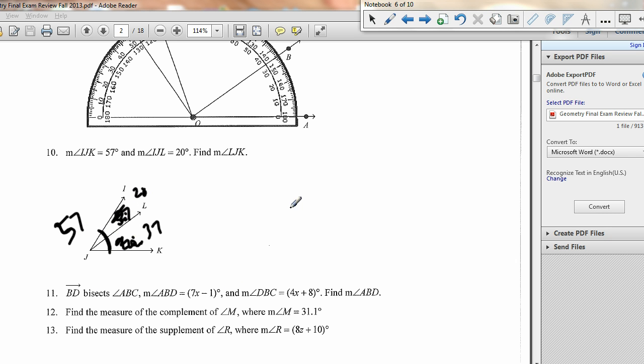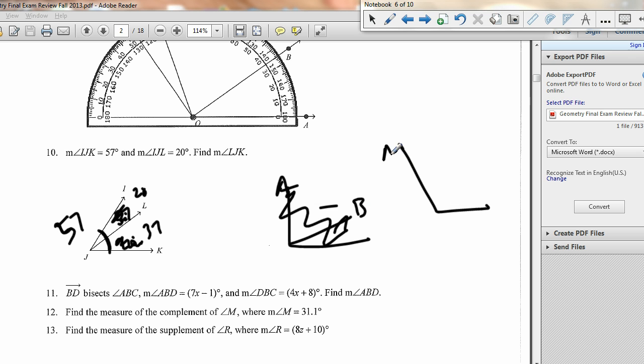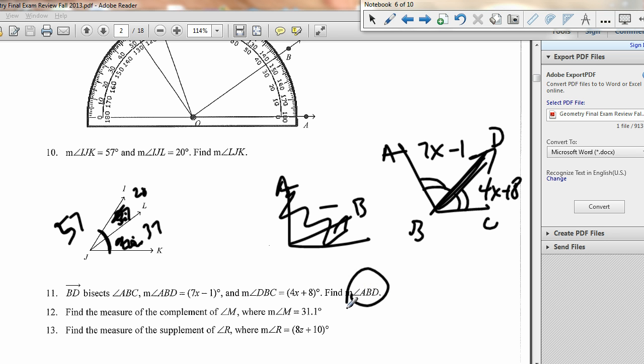Same thing here. This bisects. Draw a picture. It bisects angle ABC. It splits it right down the middle. If it splits it down the middle, that means this one is congruent to that one. ABD, this is D, is 7x minus 1. DBC is 4x plus 8. Put those two equal to each other because this bisects. That means this angle is congruent to this one. Put them equal to each other, figure out what x is, plug it back in to figure out ABD.